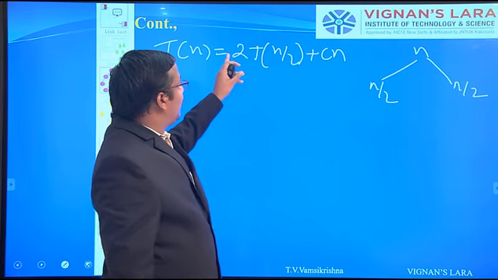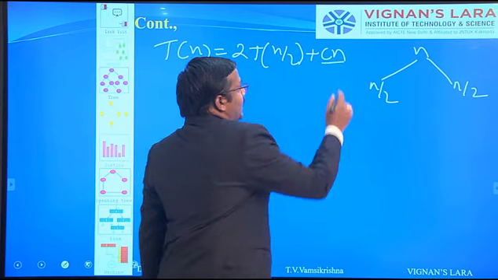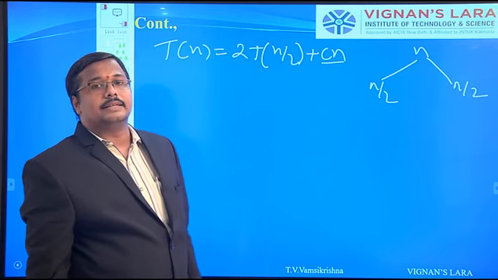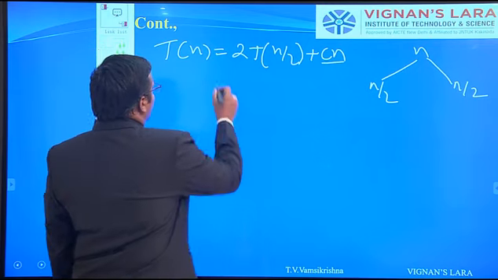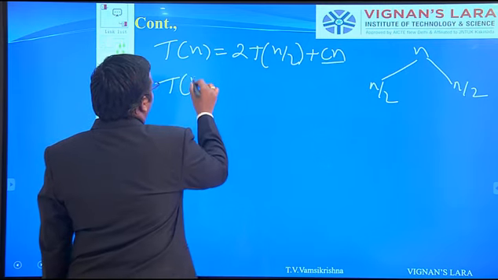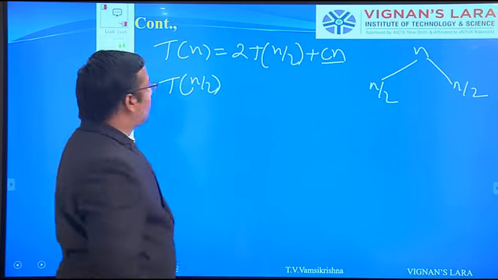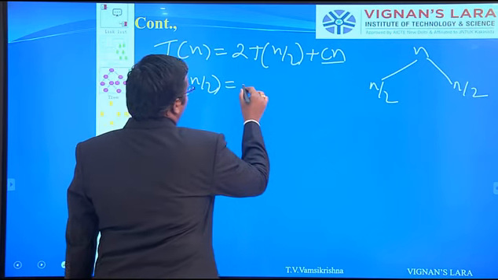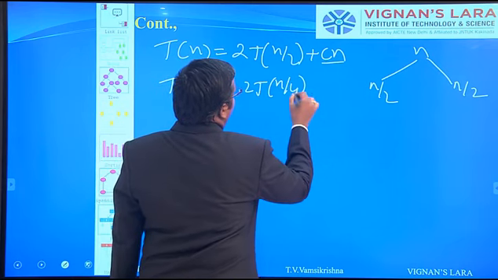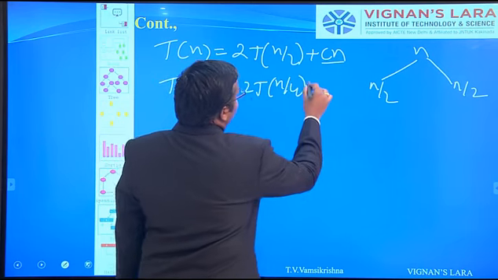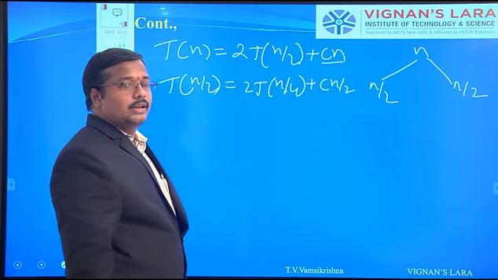So that's why 2 into T of n by 2, and this is the partition function time complexity. Here, whenever we want to solve this recurrence relation, we need to calculate the T of n by 2 value. So T of n by 2 is equal to 2 into T of n by 4, because n by 2 by 2 means n by 4.